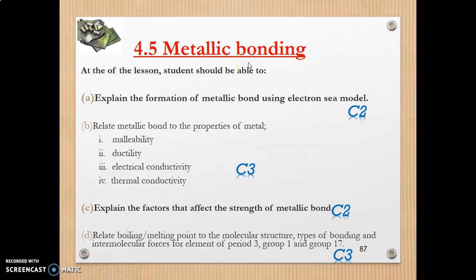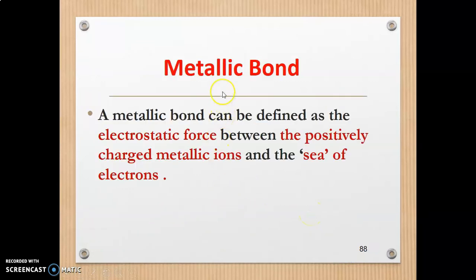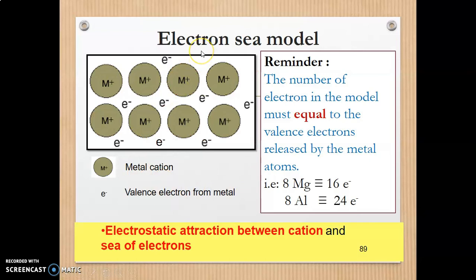4.5 Metallic bond. At the end of the lesson, students should be able to explain the formation of metallic bond using the electron sea model and explain the factors that affect the strength of metallic bond. Metallic bond can be defined as the electrostatic force between the positively charged metallic ions and the sea of electrons. So this is the electron sea model.